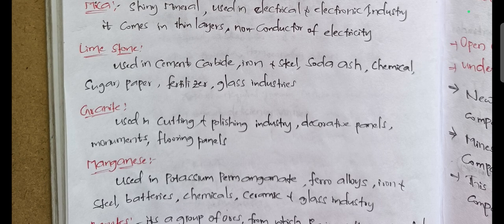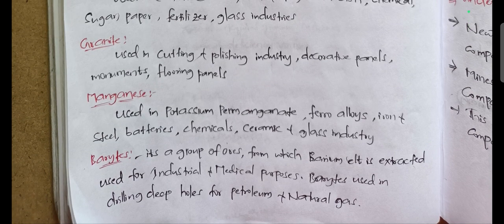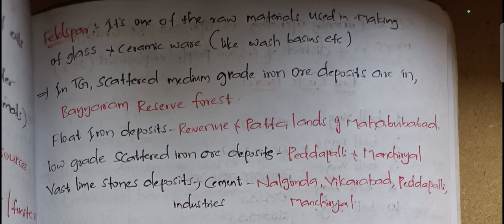Moving on, manganese. Manganese is used in potassium permanganate, ferroalloys, iron and steel, batteries, chemicals, ceramic and glass industry. Next, barytes. It is a group of ores from which the barium element is extracted. It is used for industrial and medical purposes, and in drilling deep holes for petroleum and natural gas. Next, feldspar. It is one of the raw materials used in making glass and ceramic ware like wash basins.